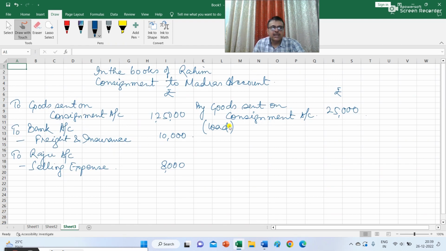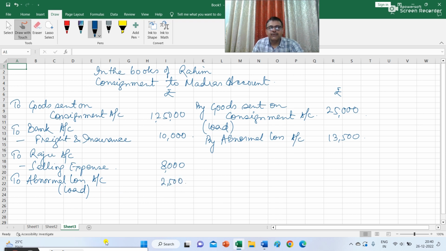So in consignment account, on the credit side, I can write here by abnormal loss account, rupees 13,500. Now on the debit side, I have to write the load. So here I am writing to abnormal loss account, and within bracket I am writing load. So this figure is rupees 2,500.